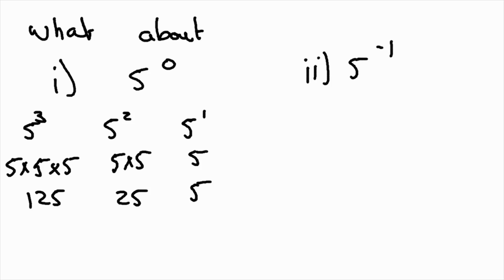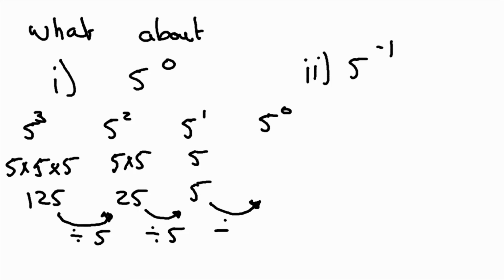So what are we doing as we're going this way in our table? Well, we're dividing by 5 each time. Divide by 5, divide by 5. So next, it would be 5 to the power of 0. So we've got to divide by 5 again. So 5 divided by 5 is 1. And that's standard for anything to the power of 0. 10 to the power of 0, 1. 27 to the power of 0, 1. A billion to the power of 0, 1.